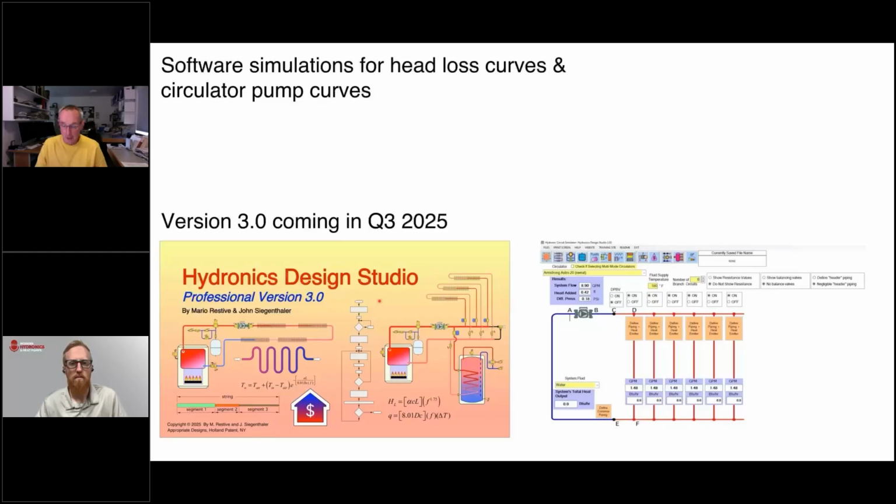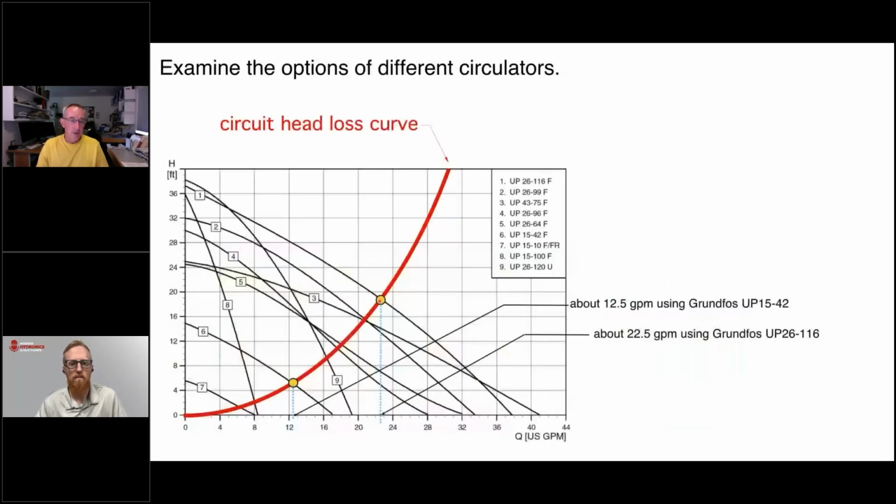Now, we go back to our pump curves. Let's say we were trying to get 8 gallons per minute. Well, I don't need 22 gallons a minute. I certainly don't need that big pump. Looks like if I pick this pump right here, the UP 15-100, you can see if this curve represented the circuit head loss curve, and that's the pump curve, they intersect just about at 8 gallons a minute. That would be one possible circulator.